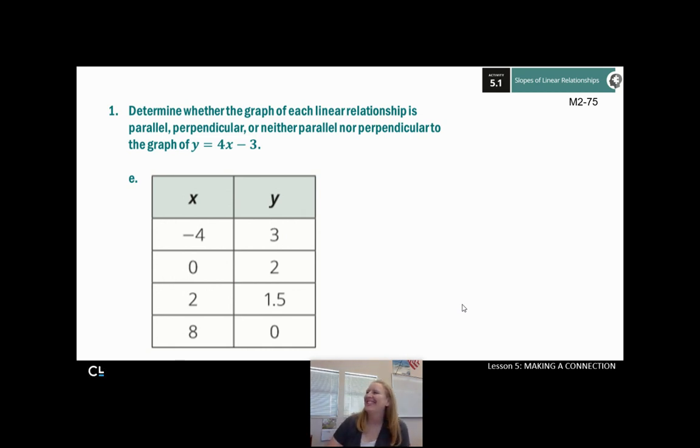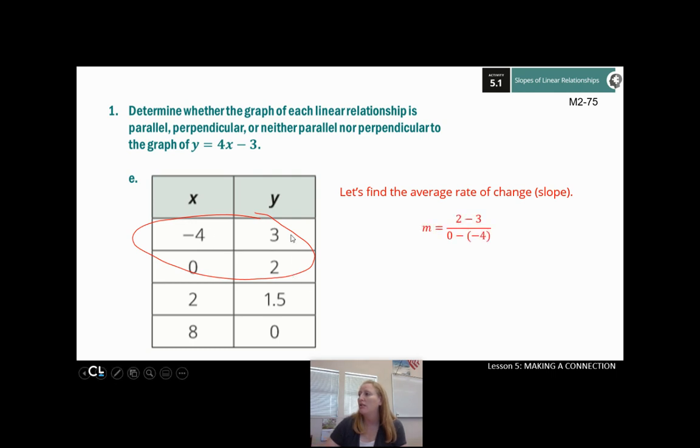It's fine. We got 2 more here. So here I have another table. Let's treat it like the very first one, where I pick 2 points and find the average rate of change, because again, I've got to find that slope. To make my life easier, I'm just going to pick the first 2 points, subtract my y's, subtract my x's. So 2 minus 3 over 0 minus a -4.